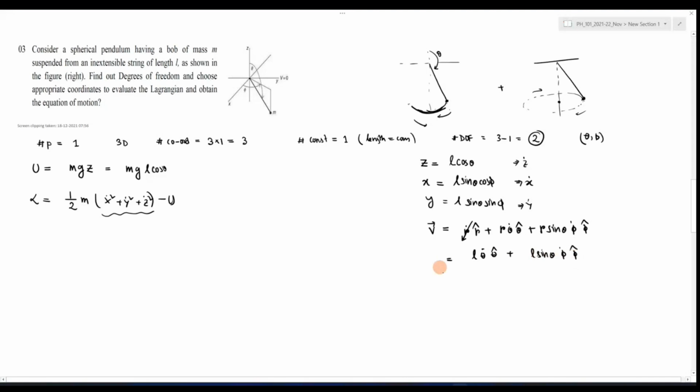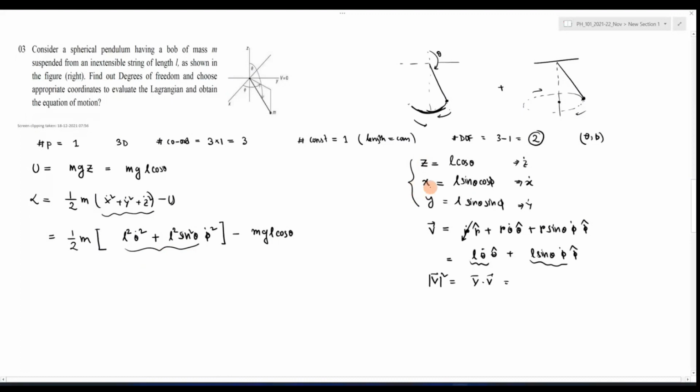Now to get the kinetic energy, we need v square, which is v dot v. That means this square plus this square. So our Lagrangian will become half m times L square theta dot square plus L square sin square theta phi dot square, minus m g L cos theta. This part you can also get by substituting.